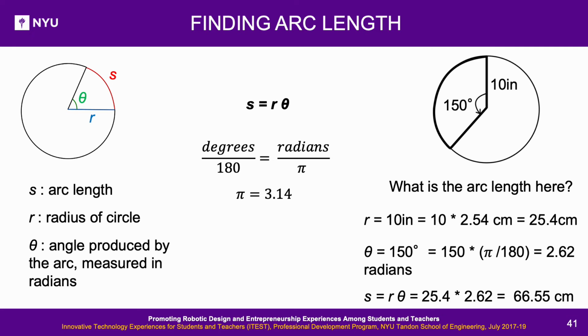But the angle must be converted to radians by multiplying the value in degrees by pi over 180. 150 degrees is 2.62 radians. Now using the arc length formula, radius times theta, that is, 25.4 times 2.62 gives 66.55 centimeters.